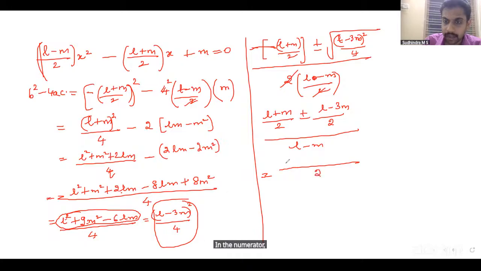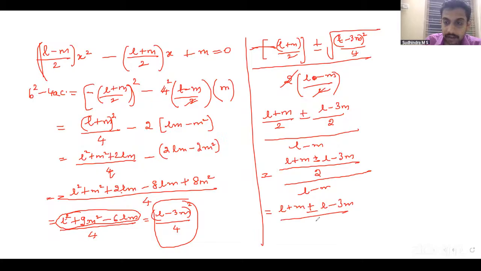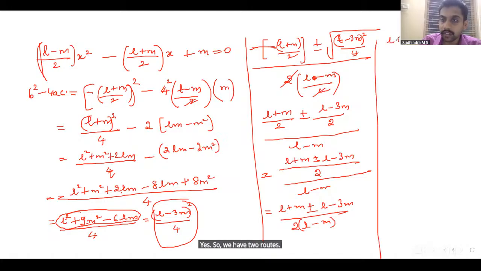In the numerator, take 2 LCM. L plus m plus or minus L minus 3m whole, divided by L minus m. So here, can I push that 2 to the denominator? Totally, and say 2 times L minus m? Yes, sir. So we have two roots. One root is L plus m plus L minus 3m whole divided by 2 times L minus m.